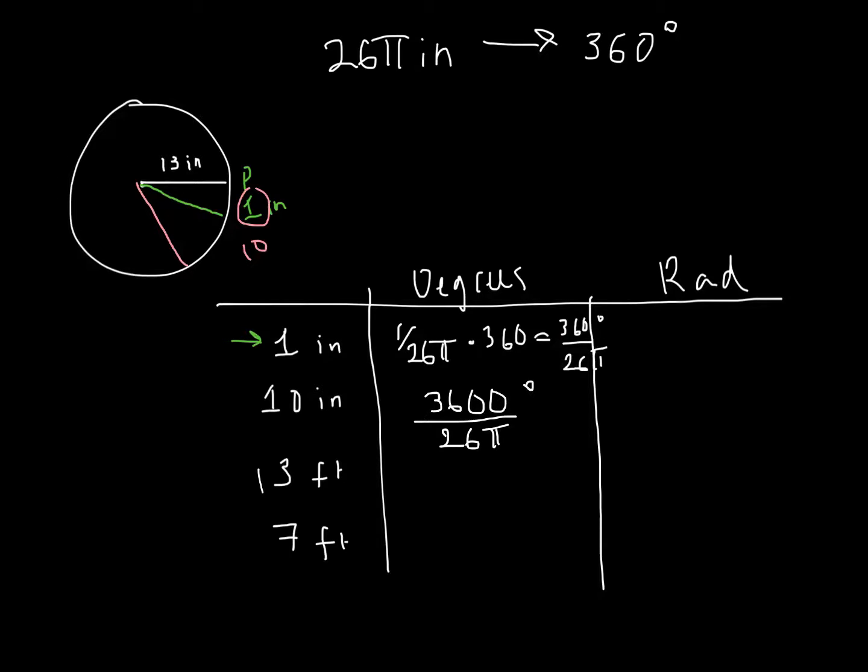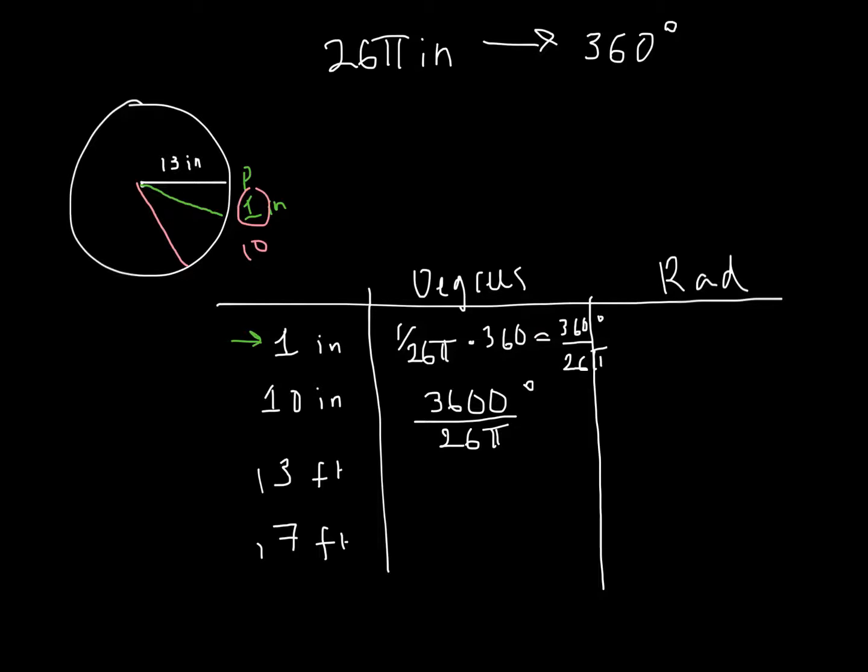And I can do the same for 3 feet and the same for 7 feet, right? It's very helpful to know that if I've gone 1 inch, that's the number of degrees I've turned, right? 1 out of the 26 pi total that I could have taken in one revolution. And so that's the amount of the 360 degree turn that I've gone, and that's the number of degrees.